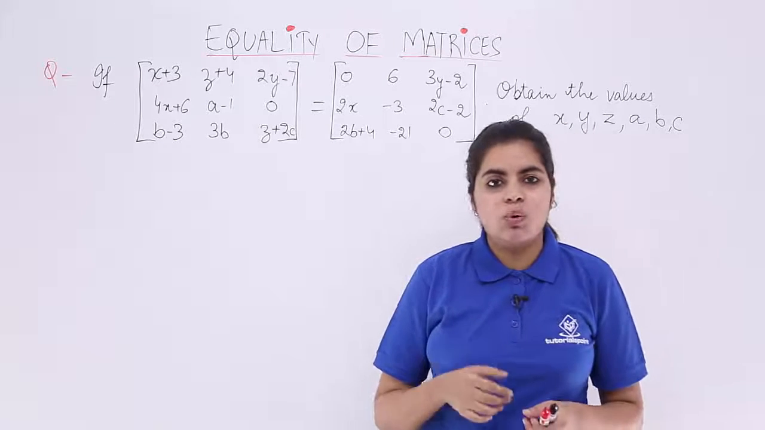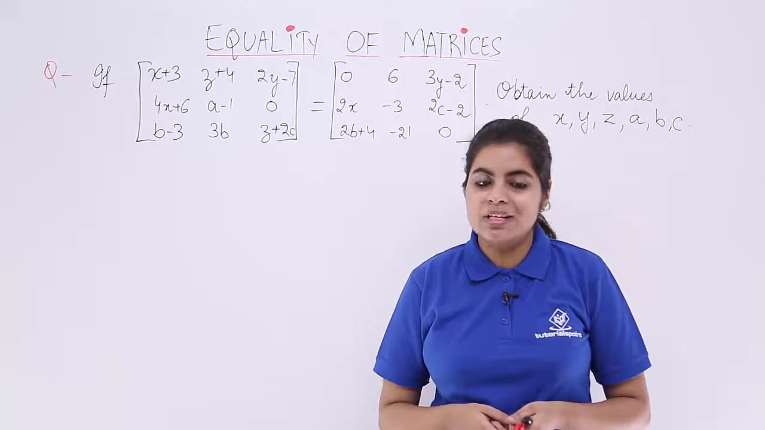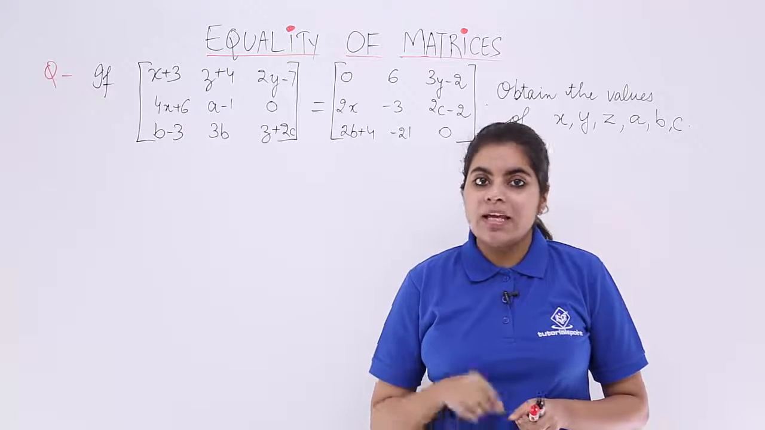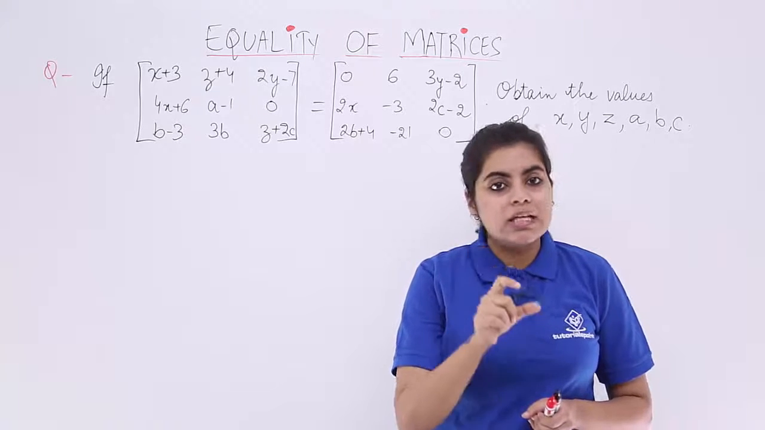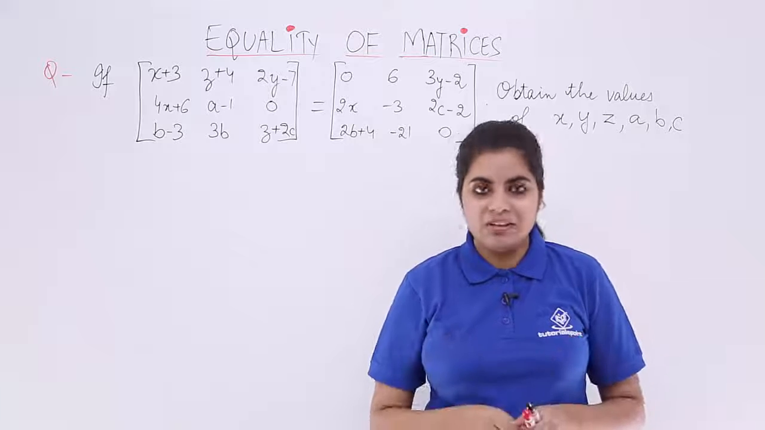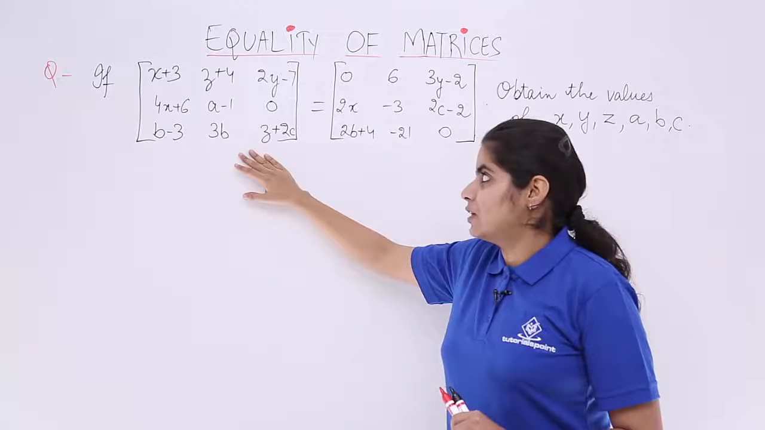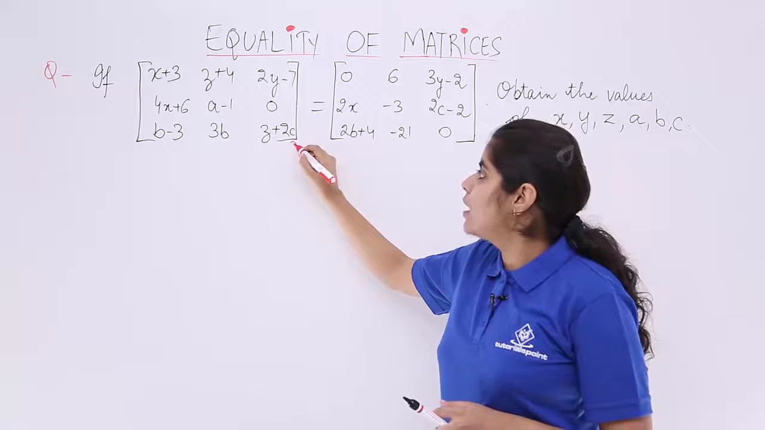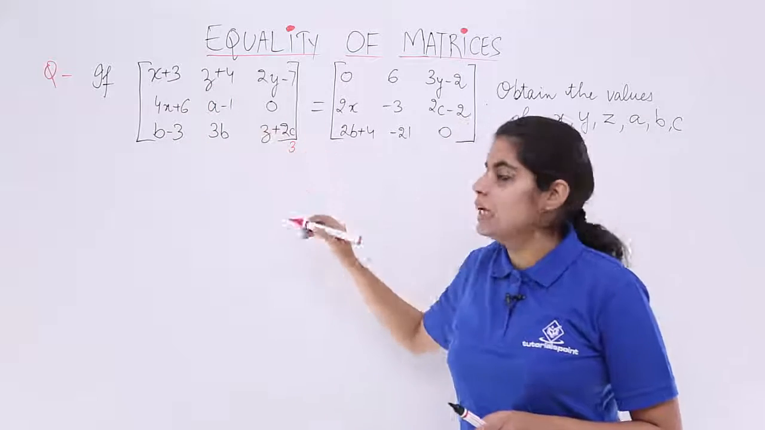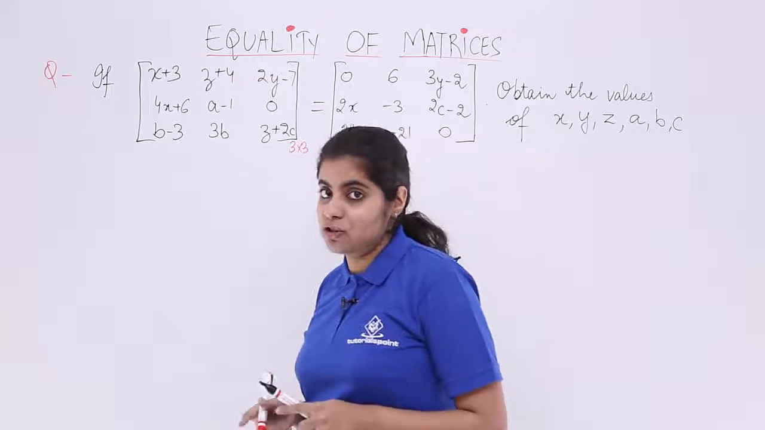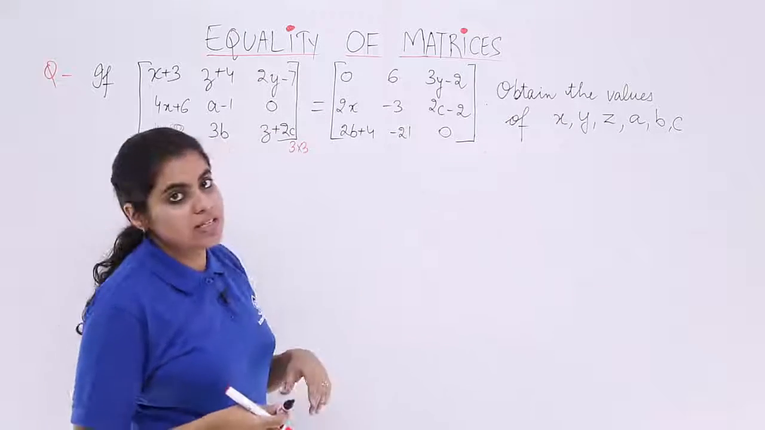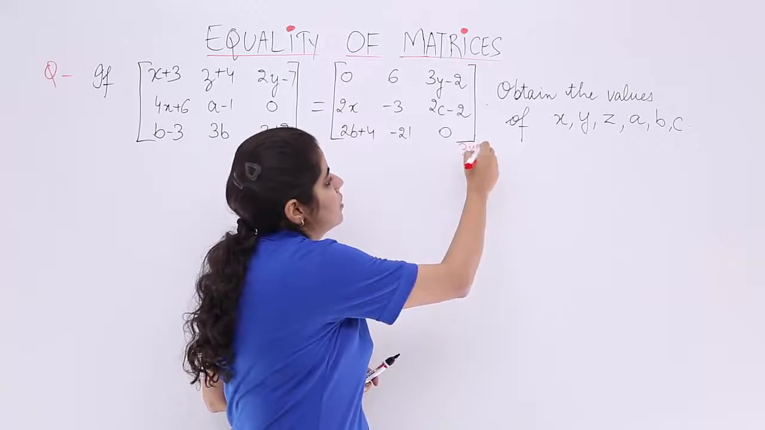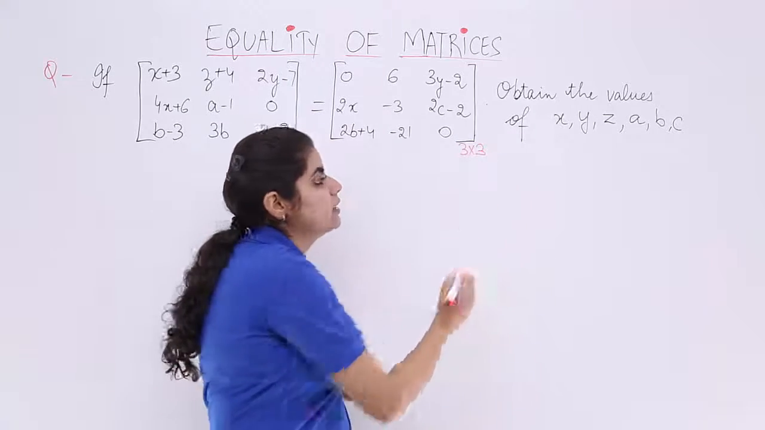A gentle reminder as to what is the condition for equality of two matrices. Two matrices are said to be equal when their orders are equal and when each element of the first matrix is equal to each element of the second matrix at their respective positions. So let's see the first matrix. It comprises 3 rows and 3 columns, so it is a 3 by 3 matrix. What about the second matrix? The second matrix again comprises 3 rows and 3 columns, so it is again a 3 by 3 matrix. So 3 by 3 and 3 by 3.